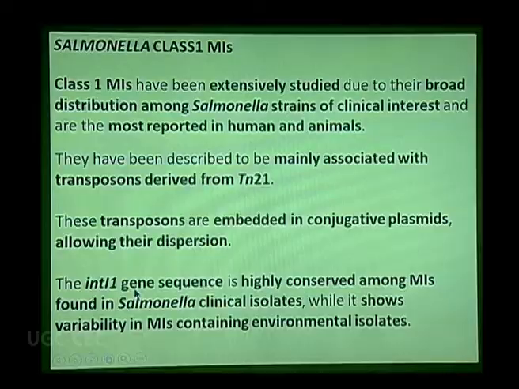Usually they are associated with transposon Tn21 or its derivatives. And these transposons are again embedded within some conjugative plasmids of Salmonella, allowing their efficient and rapid dispersion. Intriguingly, this intI1 gene sequence, that is for the class 1 MI in Salmonella, is highly conserved from clinical isolates, but shows some variation from other environmental isolates. So we have seen the 5' conserved sequence of Salmonella integrons. We have seen the so many different antibiotic gene cassettes which are shuffling around within Salmonella integrons.